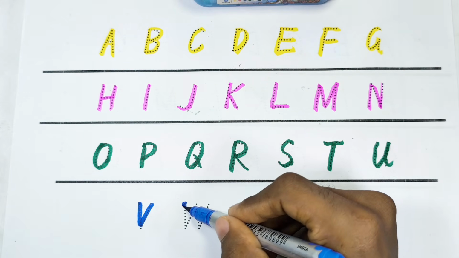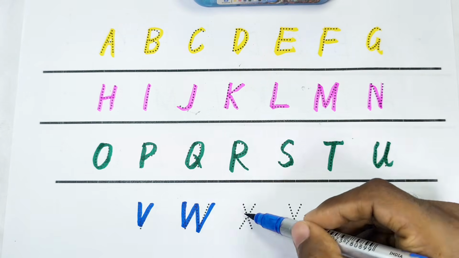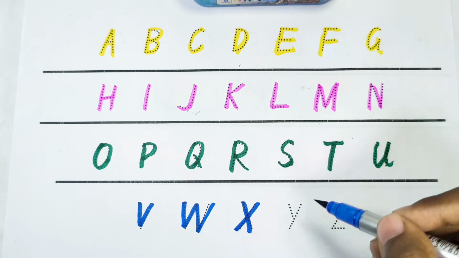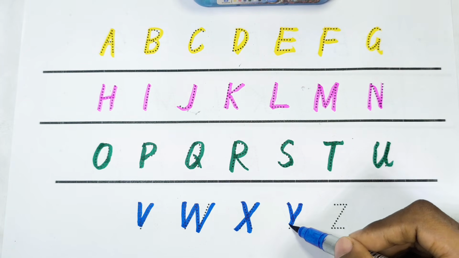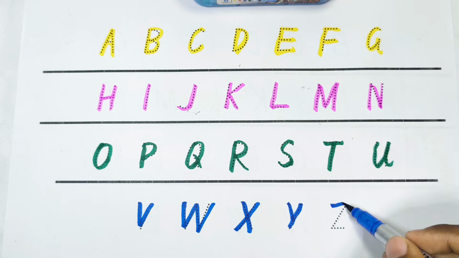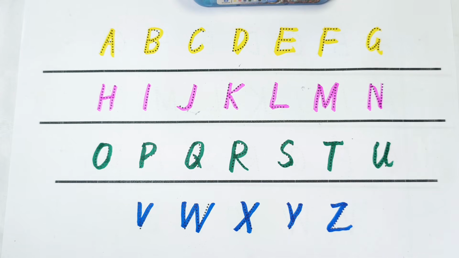V for van. W for whale. X for telephone. Y for yo-yo. And Z for zebra.